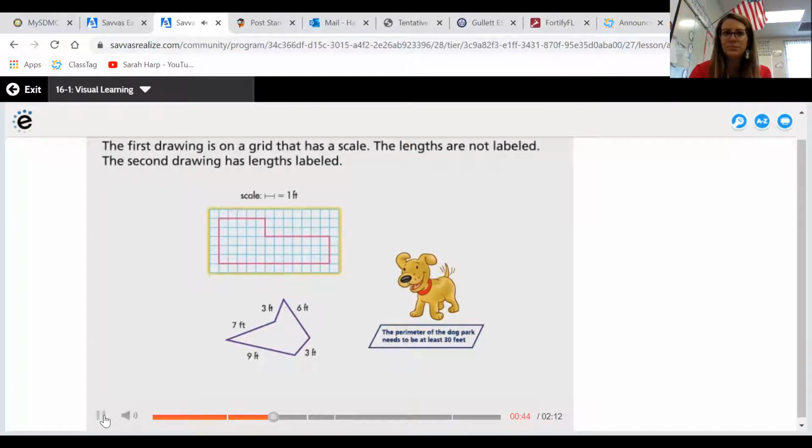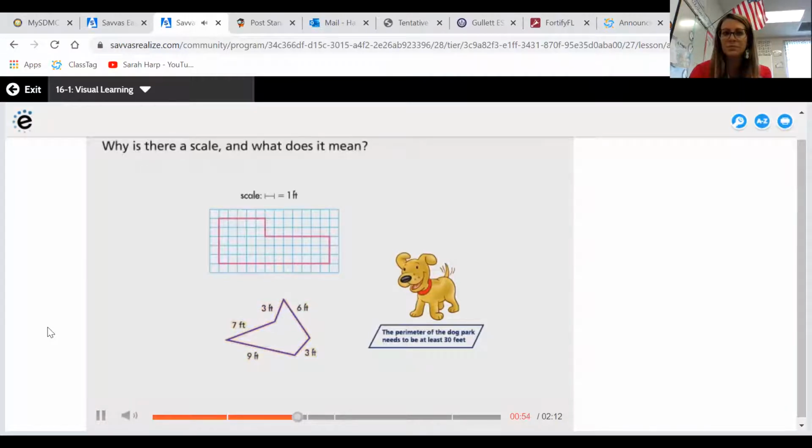The first drawing is on a grid that has a scale. The lengths are not labeled. The second drawing has lengths labeled. Why is there a scale, and what does it mean? That's an important question, so think about that. Why do you think there's a scale, and what does it mean?